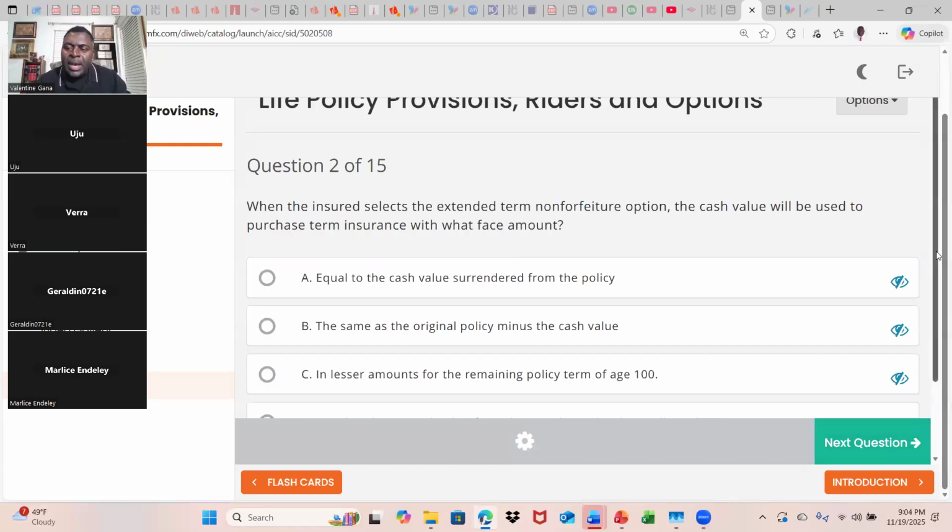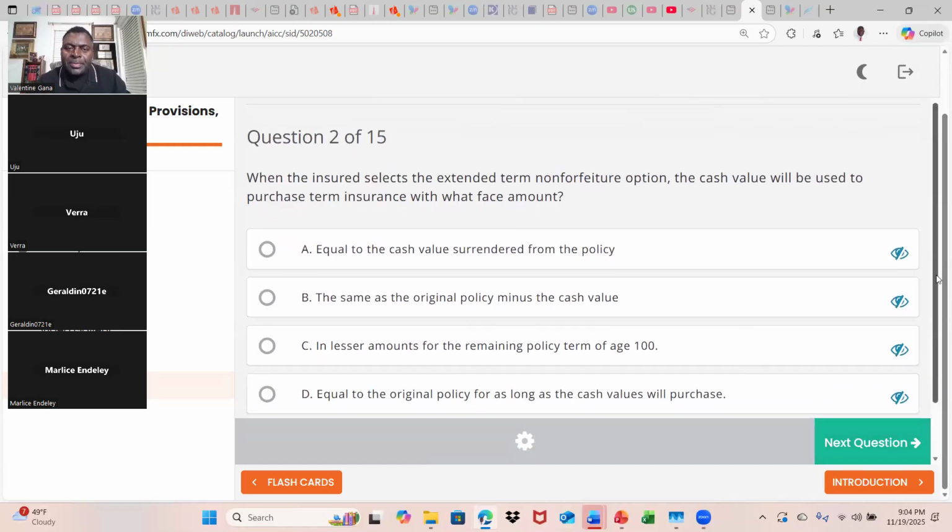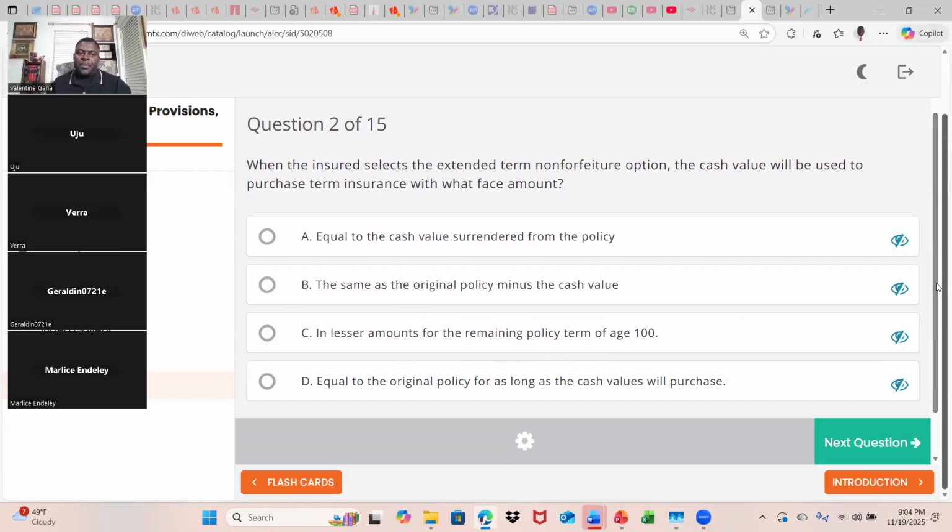Next one, Vera. Can you read this one? When the insured selects the extended term non-forfeiture option, the cash value will be used to purchase term insurance with what face amount?